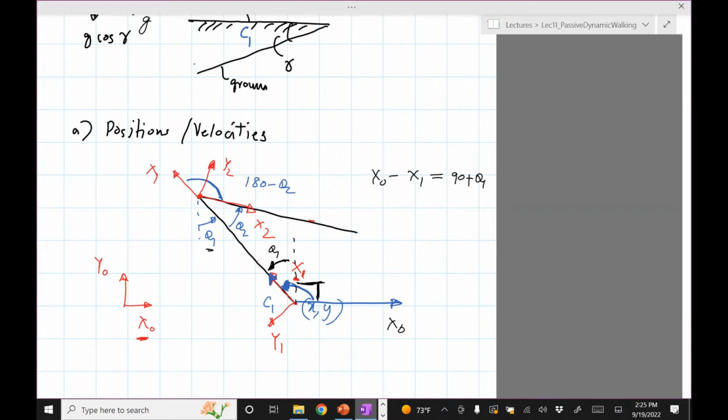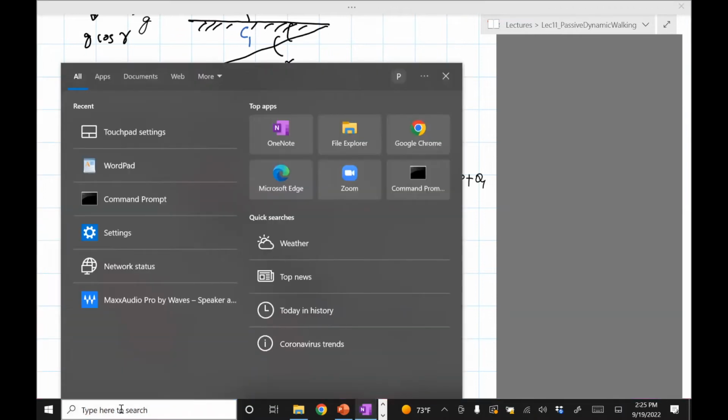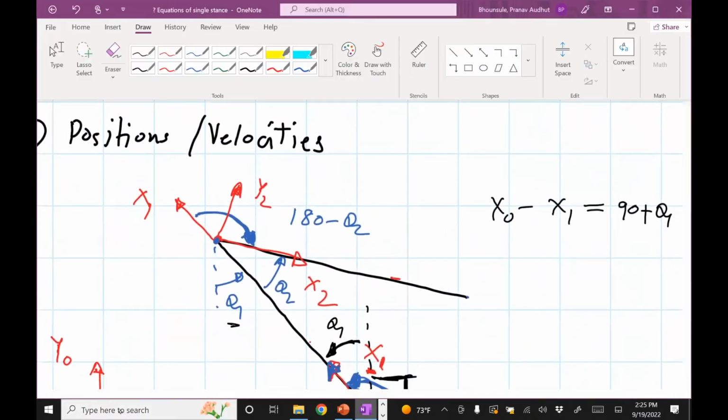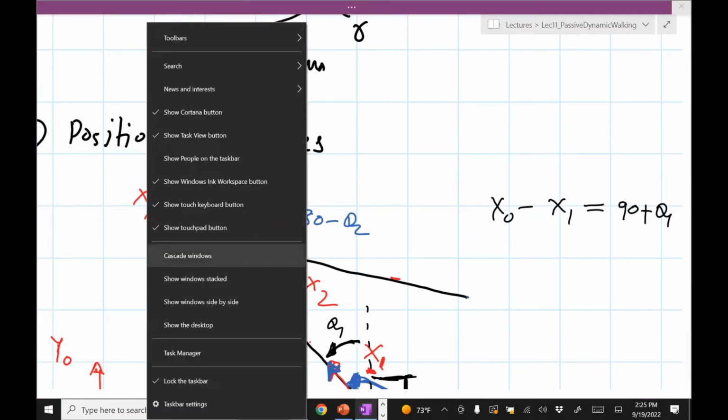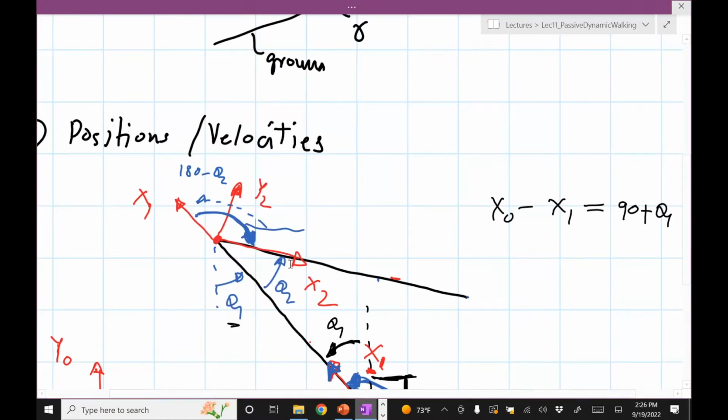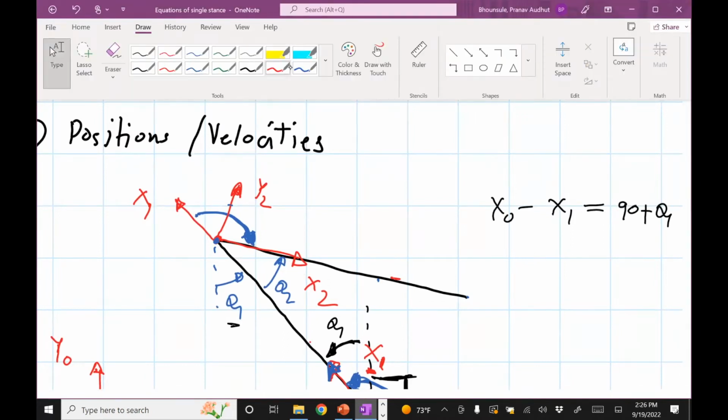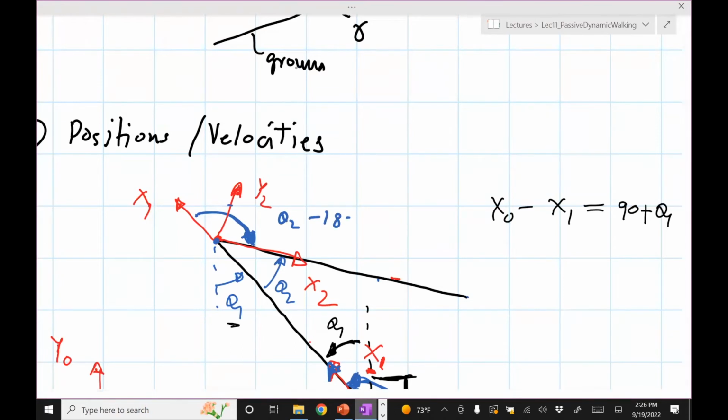So it's 90 plus theta1. We have to do something similar here, which is I need to go from x1 to x2. And that is my correct angle. And you can see that that angle is not 180 minus theta2. It is actually minus of that. This angle is 180 minus theta2. But this angle is negative of this. So let me just remove this, it'll be confusing. This is theta2 minus 180. Just because of the way the angle is shown.